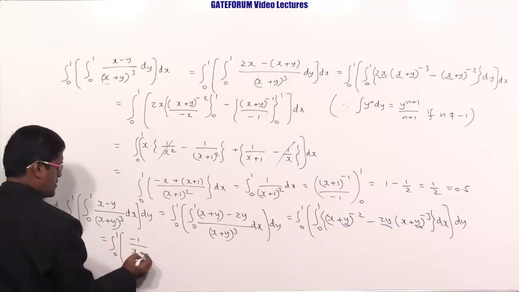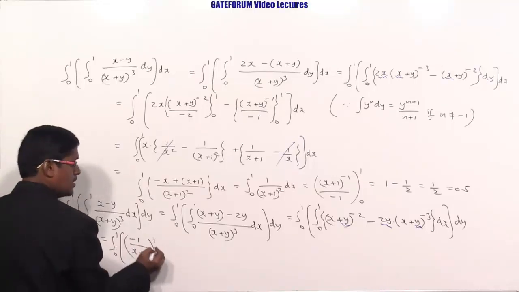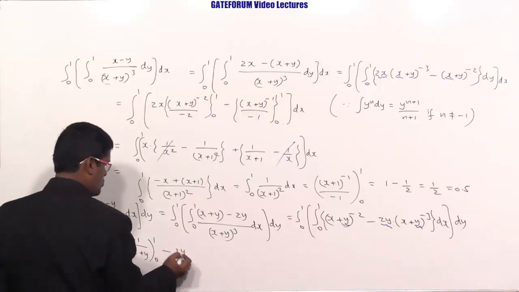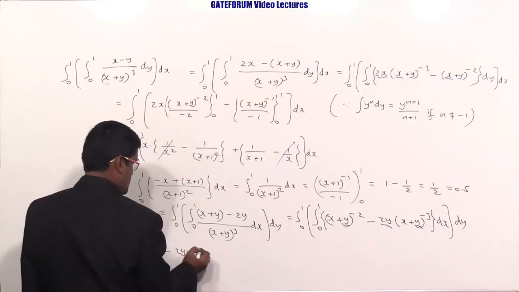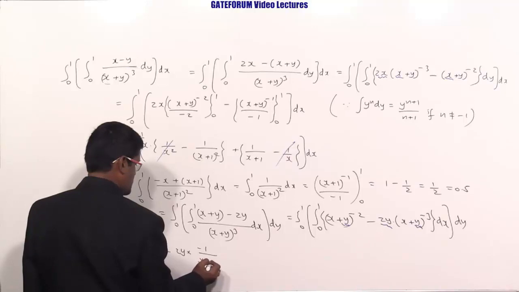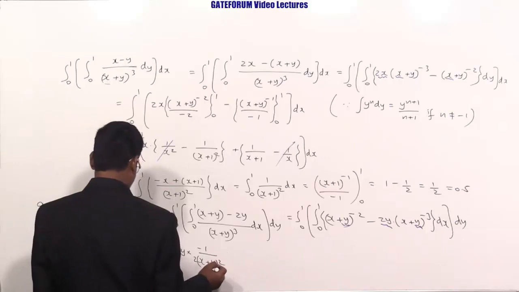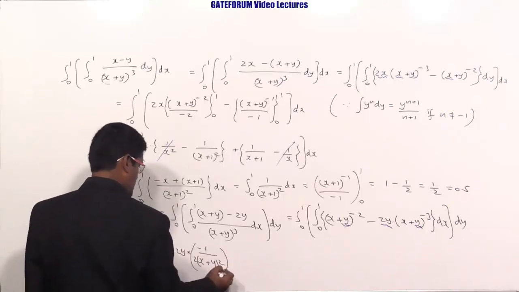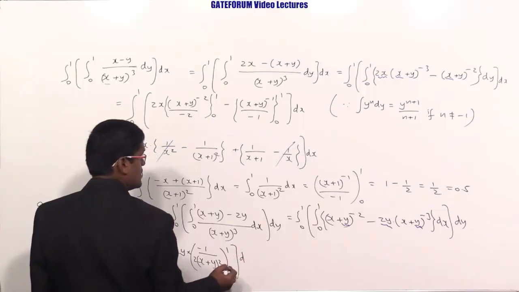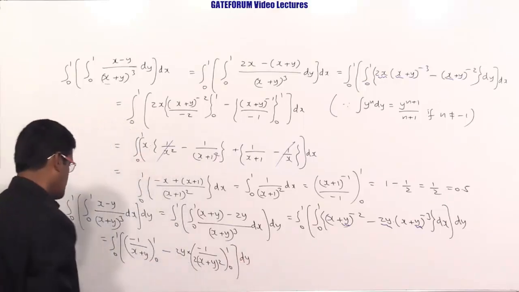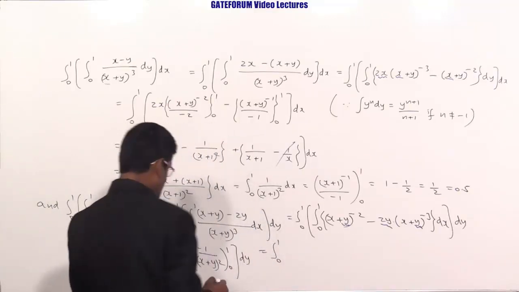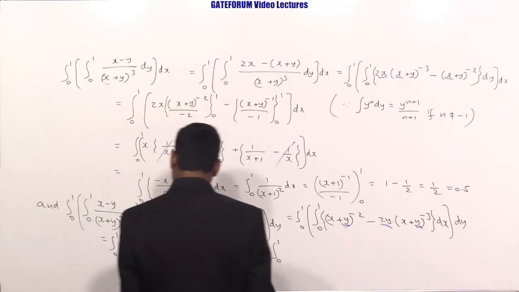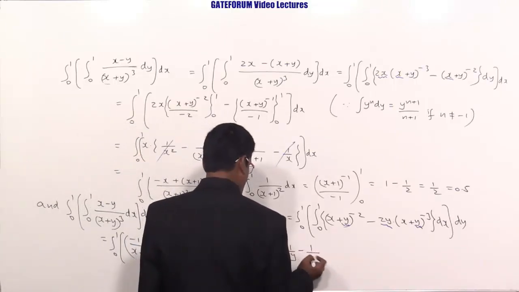So that simplifies to minus 1 by (x plus y) between the limits 0 to 1, minus 2y into minus 1 by (x plus y) whole square with the 2. These terms again between the limits 0 to 1 and then finally dy. So this simplifies to 0 to 1. In place of x we have to put, so 1 by y minus 1 by y plus 1.